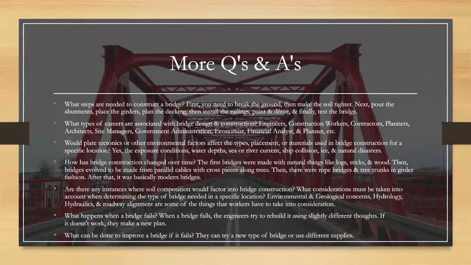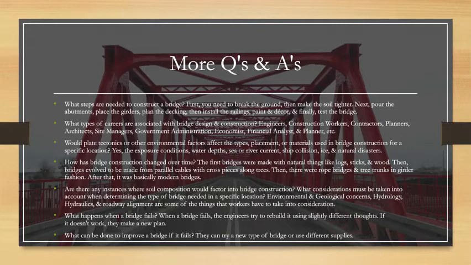Would plate tectonics or other environmental factors affect the types, placement, or materials used in bridge construction for a specific location? Yes, the exposure conditions, water depth, sea or river current, ship collision, ice, and natural disasters. How has bridge construction changed over time? The first bridges were made with natural things like logs, sticks, and wood. Then bridges evolved to be made from parallel cables with cross pieces along trees. Then there were rope bridges and tree trunks in girder fashion. After that, it was basically modern bridges.